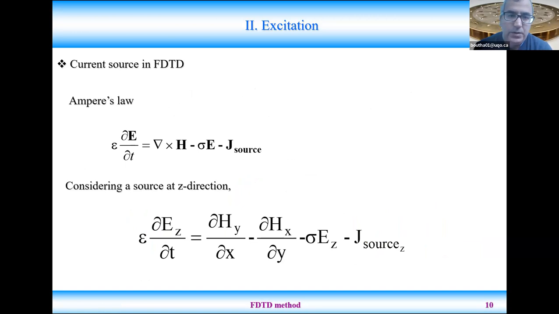No? So we have seen the different kinds of excitations that we can use, but we didn't see how we can introduce that in FDTD. So let's come back to Ampere's law. I just added this one, the current density, J source, and we already saw the other part, and we already resolved this using FDTD. So we add this current density, and for example, if we consider a source in the Z direction, then we will have JZ here, and it will be for this equation with EZ.